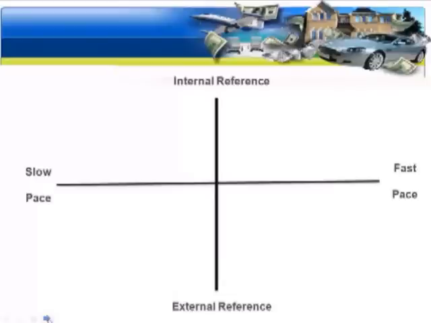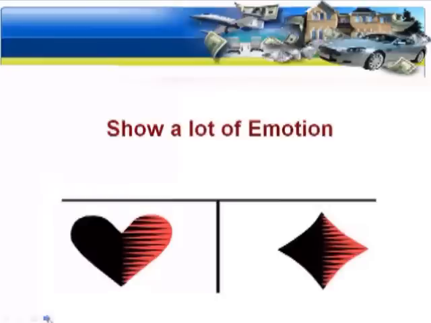Now, basically there are 4 types of people in the world, with 4 major values, and if we follow those values, we'll know exactly how to motivate them. The first grouping I'm going to call the red grouping, and that's really a heart or a diamond. You'll notice that the color is red, which means they show a lot of emotion. So in the bottom left-hand corner, draw a heart. In the bottom right-hand corner, draw a diamond.